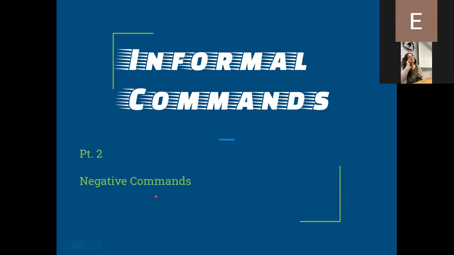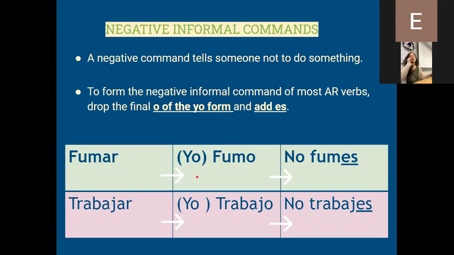So this has nothing to do with the verb being like a negative or a bad word, which is what some students think when we first hear this. But a negative command is simply don't do something. So if I say don't eat the grape, I'm telling you not to do something. So a negative command simply tells someone not to do something.